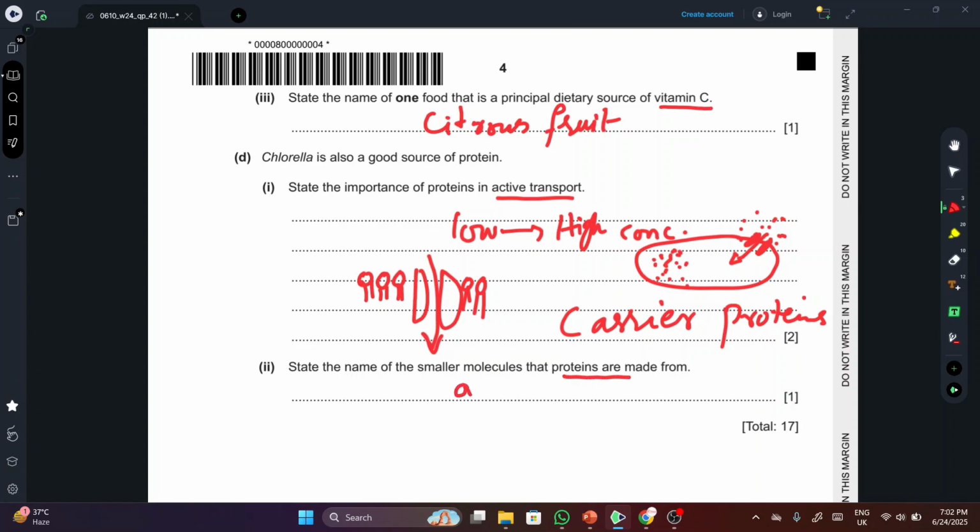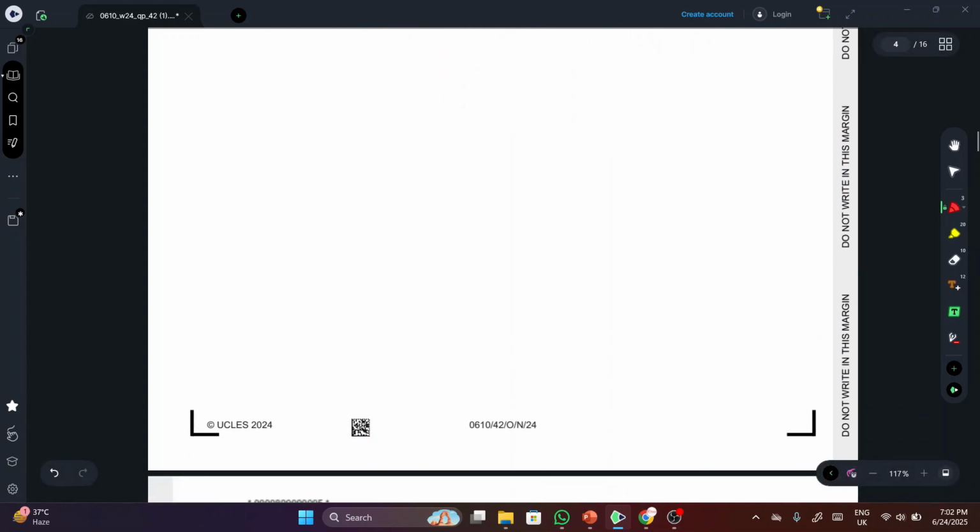State the name of the small molecules that proteins are made of. Every protein is made of a molecule whose basic unit is amino acid. So its basic unit is amino acid, right?